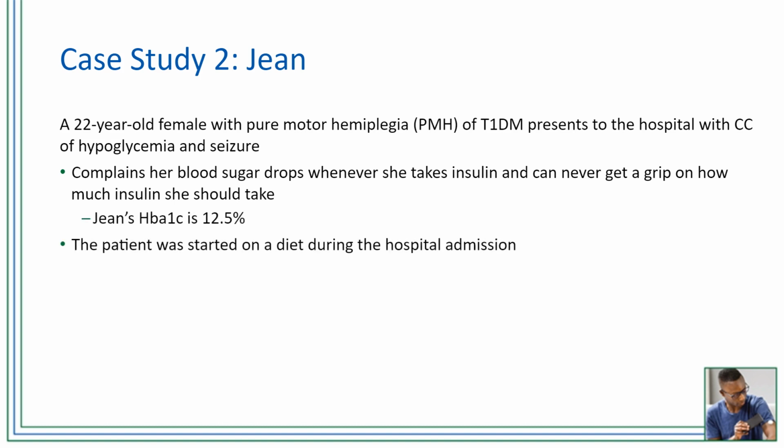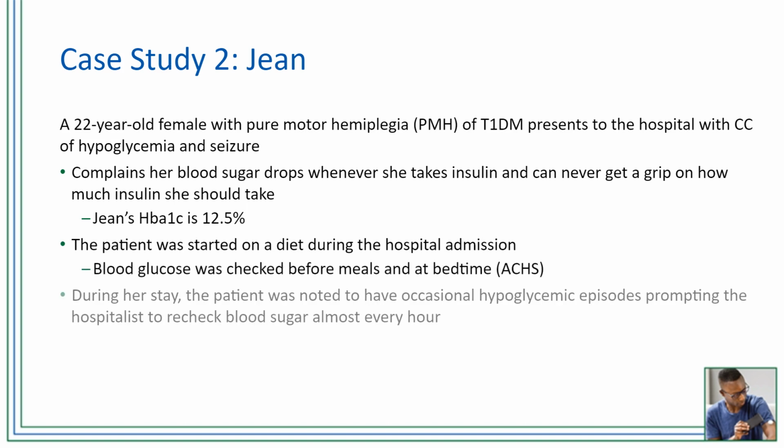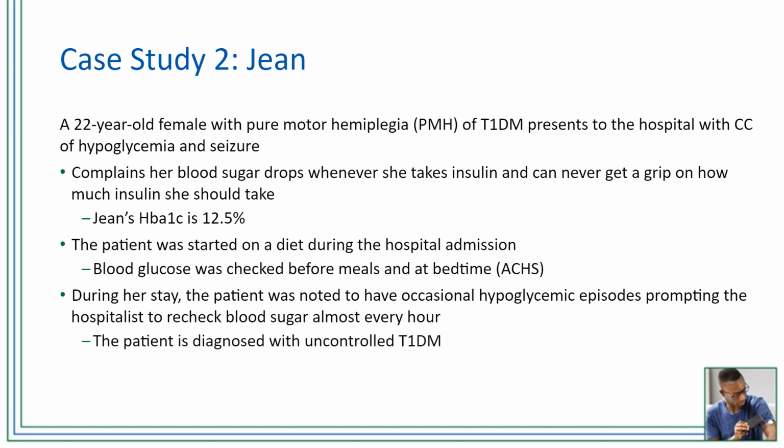The patient was admitted to the hospital and had her blood glucose checked before meals and also at bedtime. During her stay, the patient was noted to have occasional hypoglycemia episodes, prompting the hospitalist to recheck blood sugar levels almost every hour. This patient was diagnosed with uncontrolled type 1 diabetes.